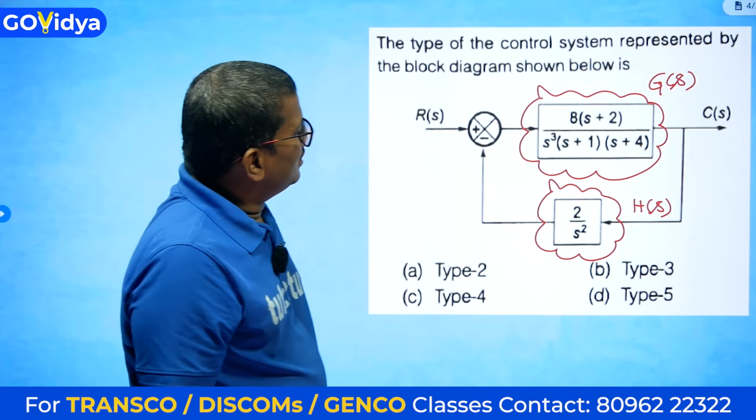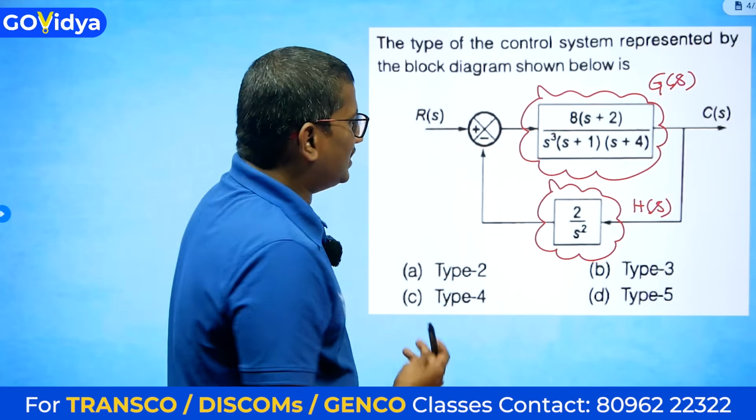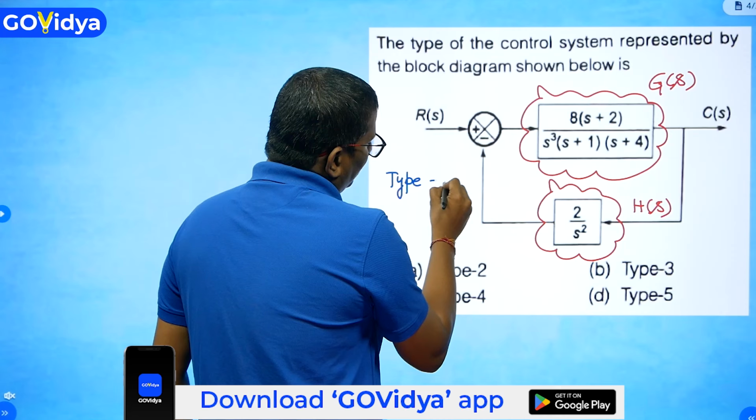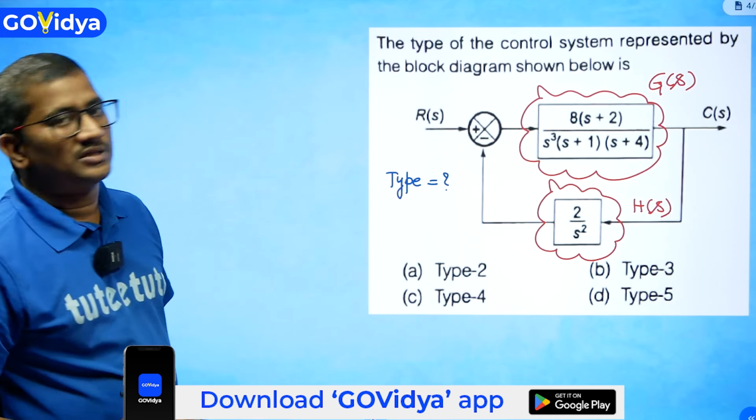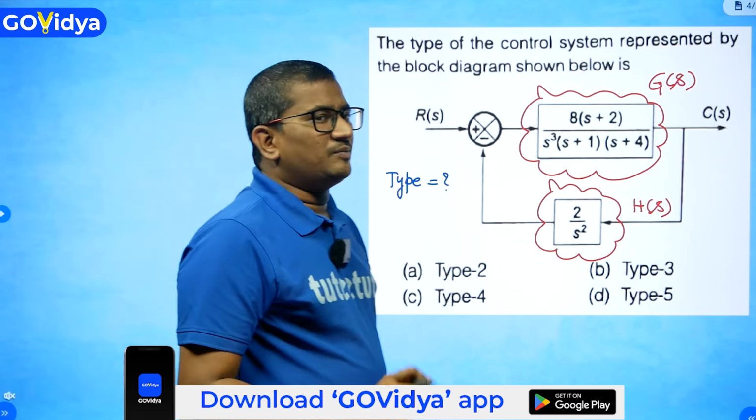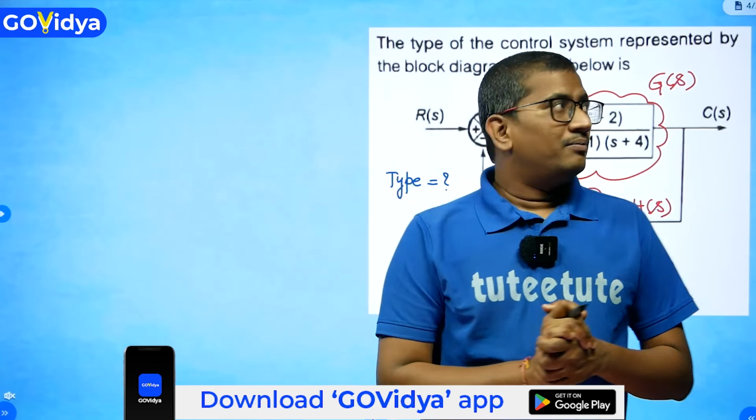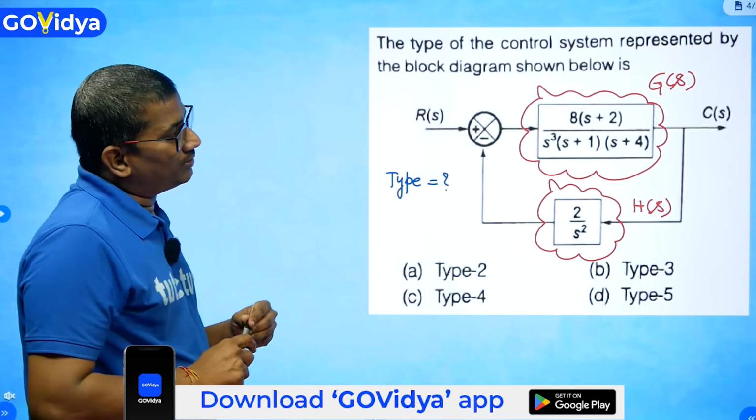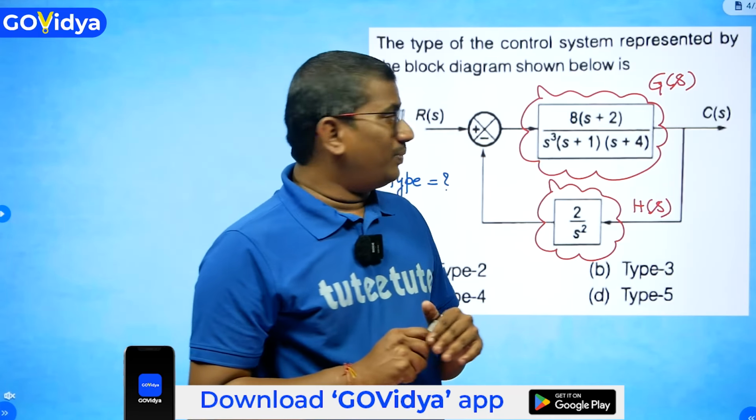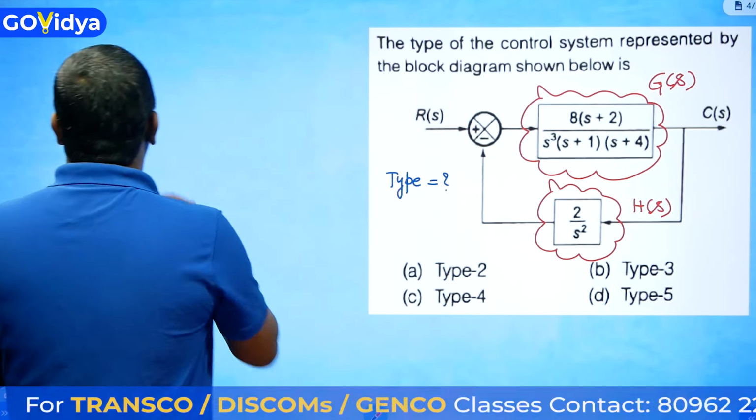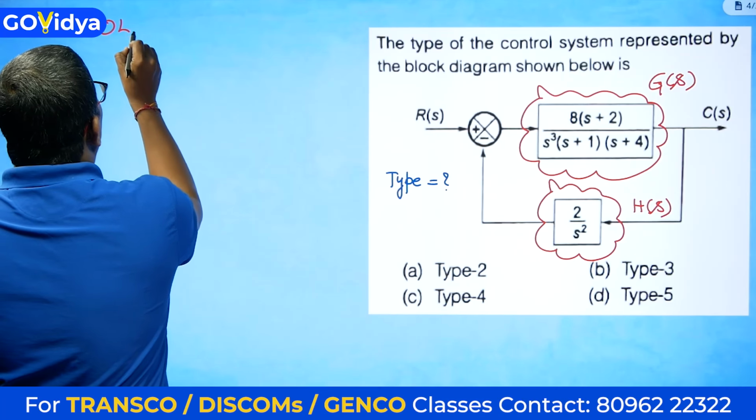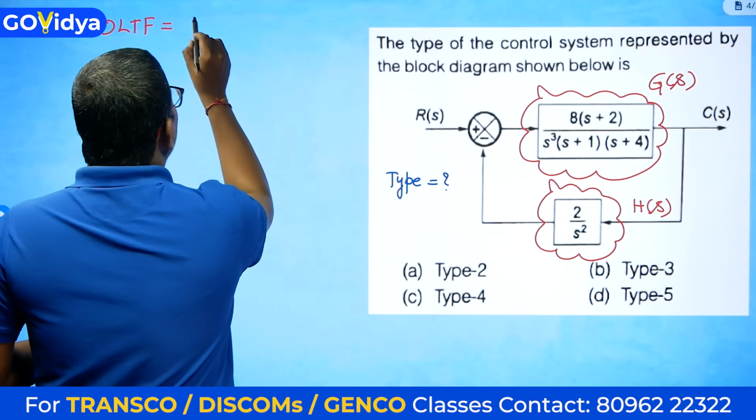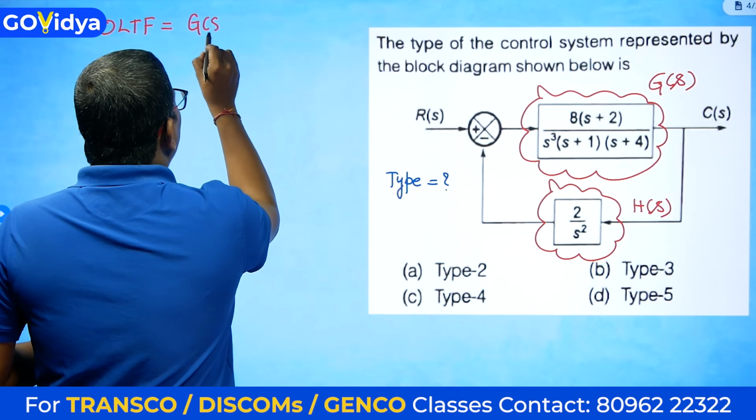So what is it asking? What is the type of the system? Generally the type of the system is meant for open loop. But actually it looks like a closed loop. But what is its open loop transfer function? How can we write the open loop transfer function? We are going to write it like this. What is that? Simply G S H S.